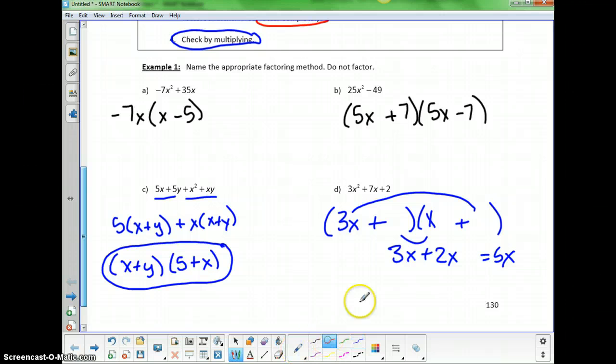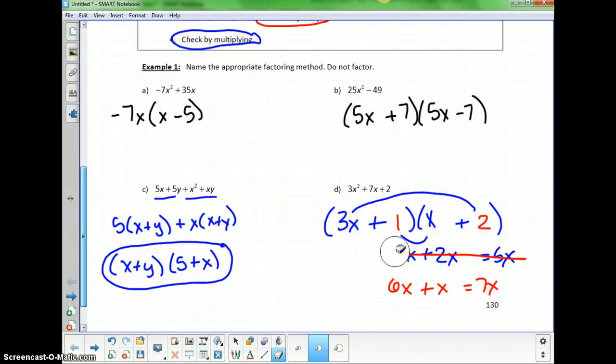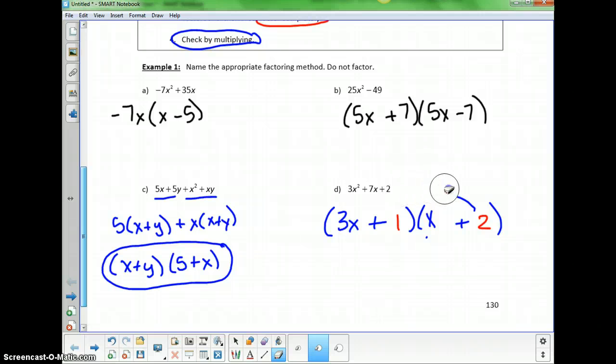And let's try 1 and 2. So this gives us 3 times 2 is 6x, and 1 times x is x, which adds to 7x. That is correct, so we found the right answer. Okay, so we had to try that one twice by using the trial and error method. Okay, just checking to make sure. Again, when I check this, 3x times x is 3x squared, 3x times 2 is 6x plus 1x to add to 7x in the middle, and 1 times 2 is 2, and all my signs work out, so there we go.